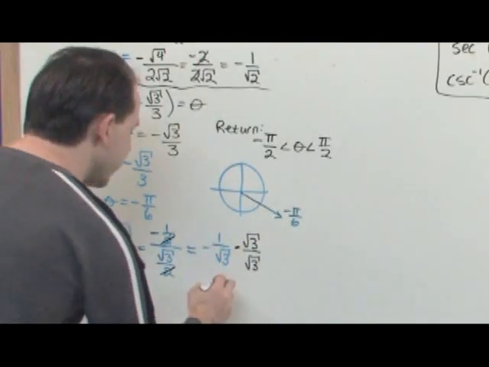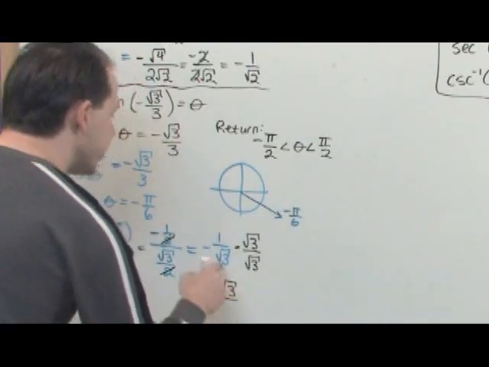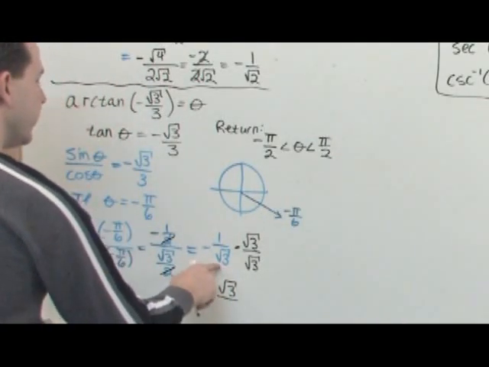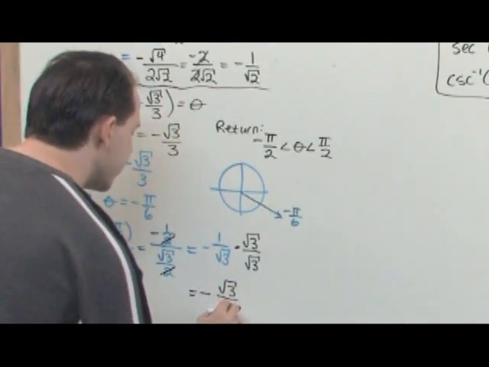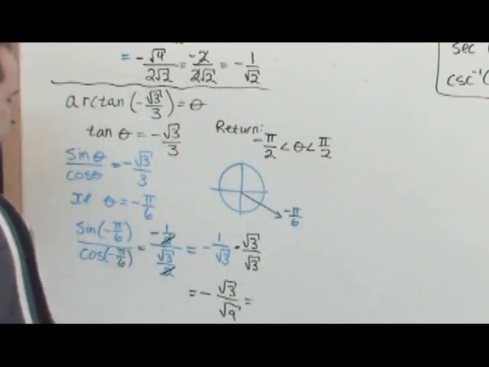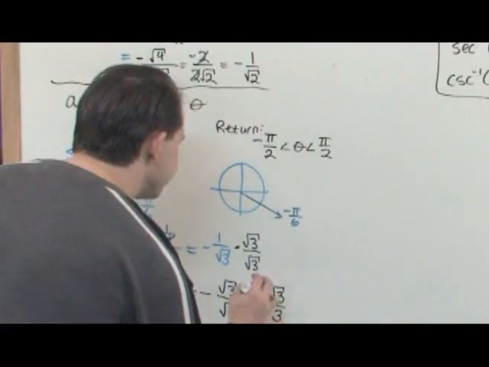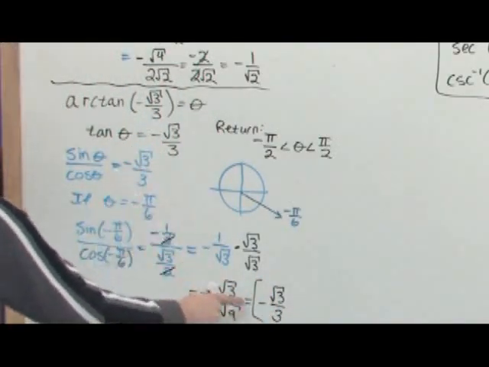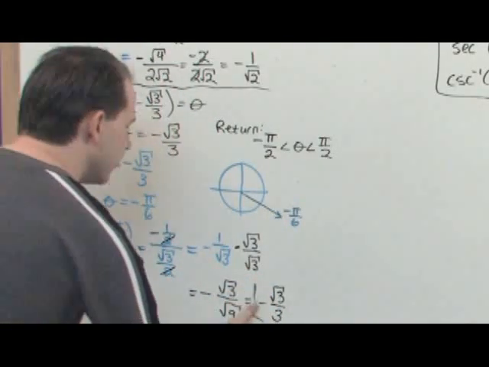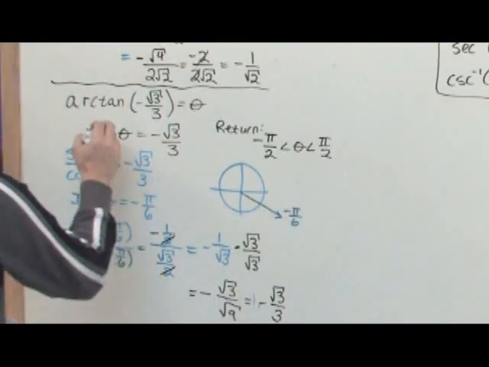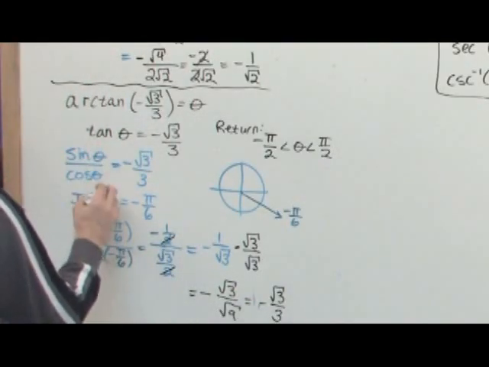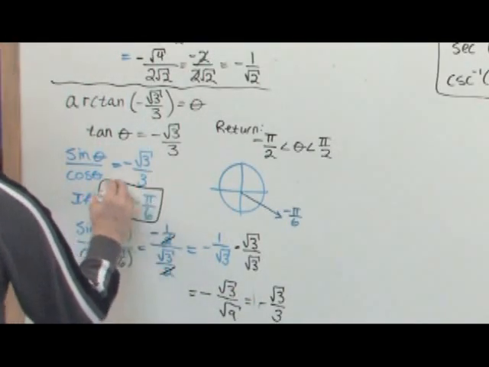1 times square root of 3 is square root of 3. And on the bottom, you're going to have square root of 3 times square root of 3, which is 9. Okay, and obviously the square root of that is 3. So you'll have negative square root of 3 over 3, which is the answer here, and that matches exactly with this. So that actually isn't the answer. The answer is the angle that we chose, which is negative pi over 6.